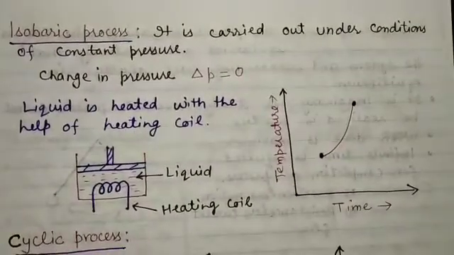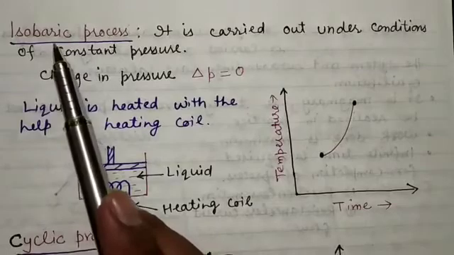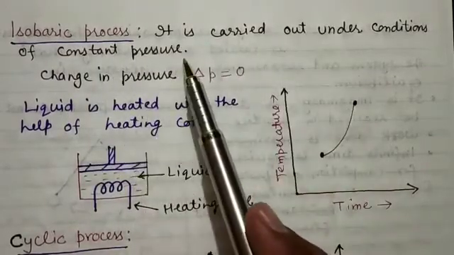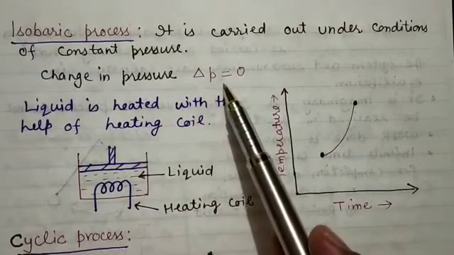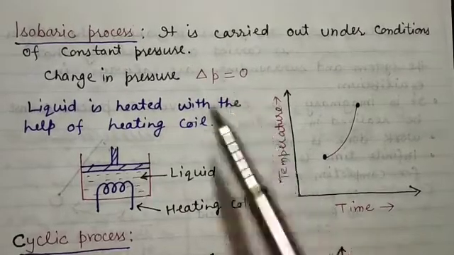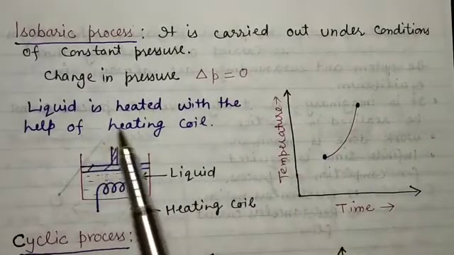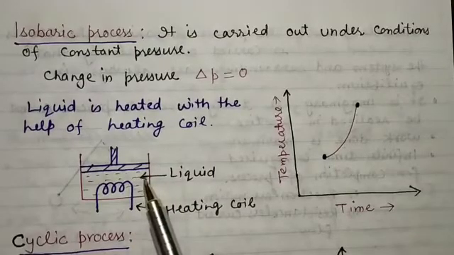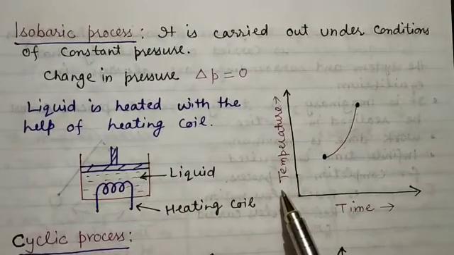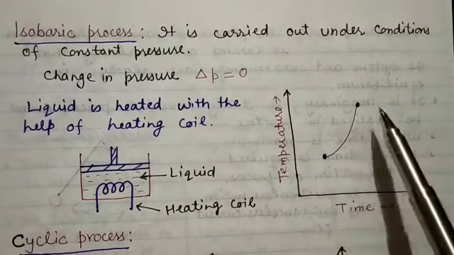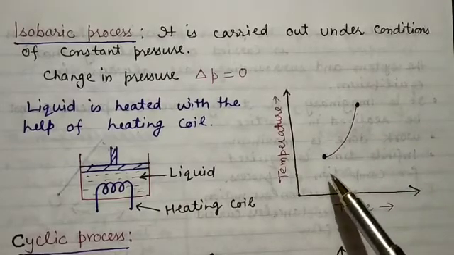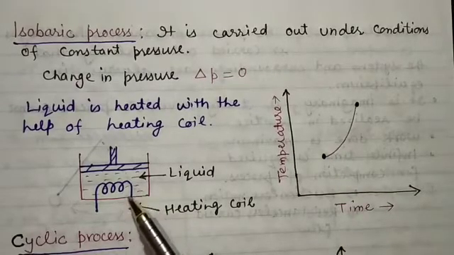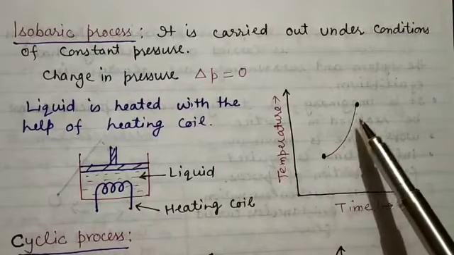Next, moving on to the isobaric process. Iso means same, baric means pressure. So it is carried out under the condition of constant pressure, or you can say delta P, the change in pressure, will be 0. Here we have the example that liquid is heated with the help of a heating coil. You can see here, this is the heating coil and this is liquid water. If we look at the graph of temperature and time, you will see a curved line. As the time increases and you heat this water with the help of the heating coil, the temperature will keep on rising.